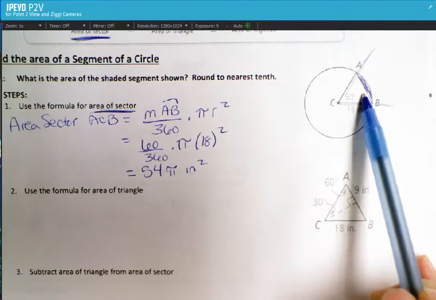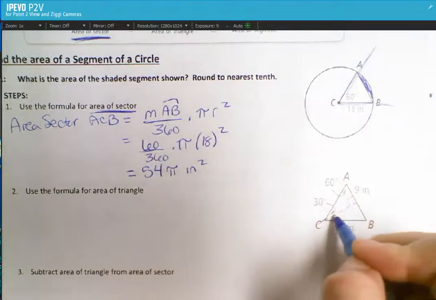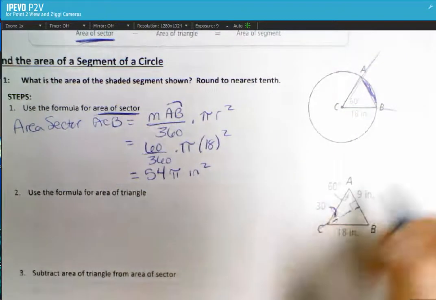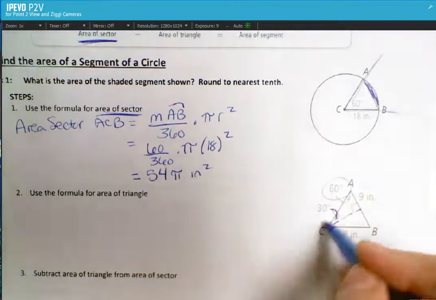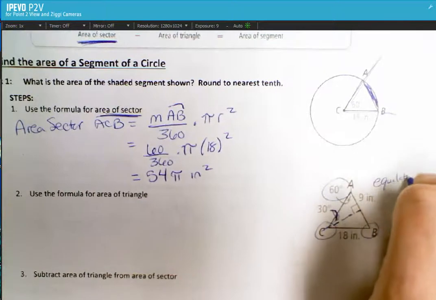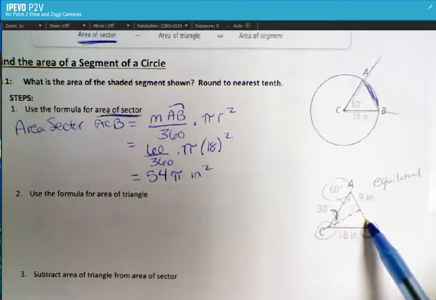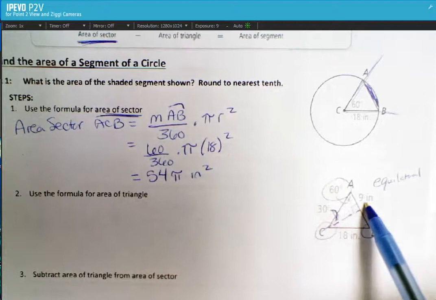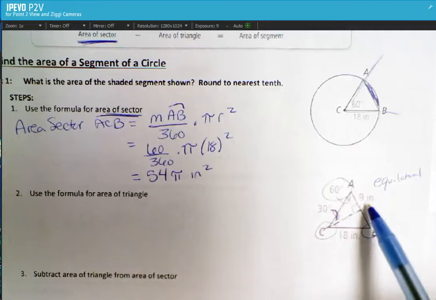Then I need to find the area of this triangle that I'm taking away. There are a couple things we have to think about. If this is 60 degrees on the inside, when I drop my apothem in, it chops my angle in half, so I end up with 30 degrees out here. If I have 30 and 90, this one's automatically 60. But if I have a 60 and a 60, this one has to be 60. So I end up with an equilateral triangle. That's how I know this entire side length of the triangle is also 18. So the short leg of my 30-60-90 triangle is 9.